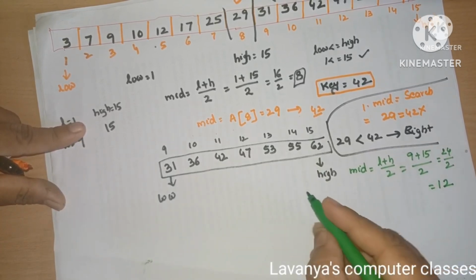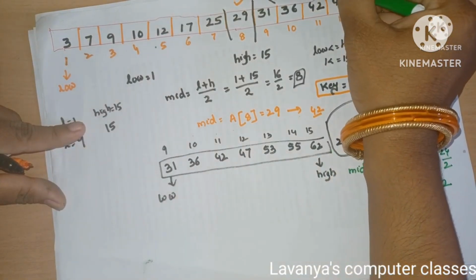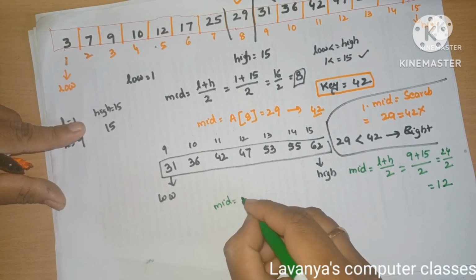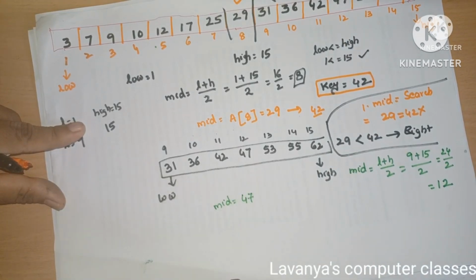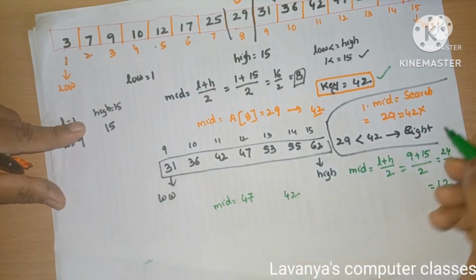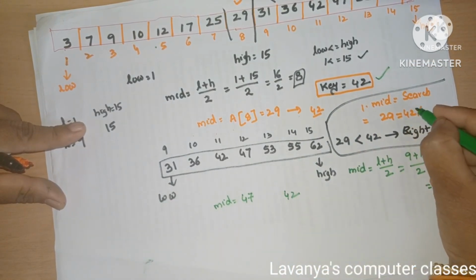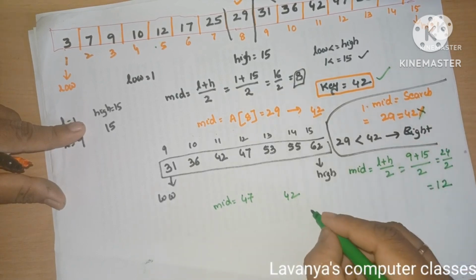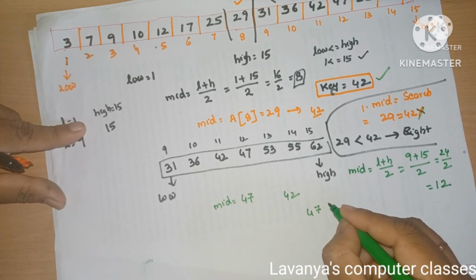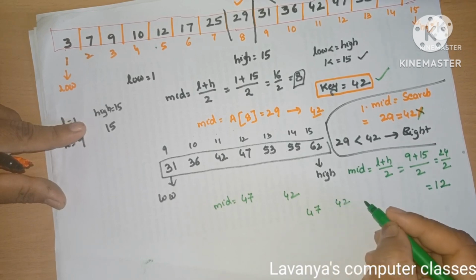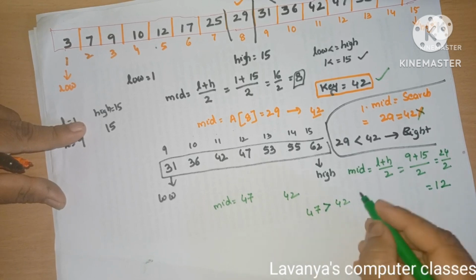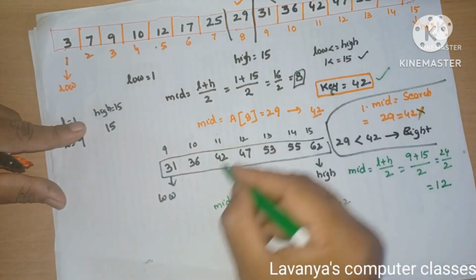Okay. So what is our middle element? 12th position means the mid element is now 47. But which element do you want to search? Search element is 42. Again same thing. Mid equal to search? No. Again compare. Middle element is 47 and search element is 42. So which one is more? Middle element is more.